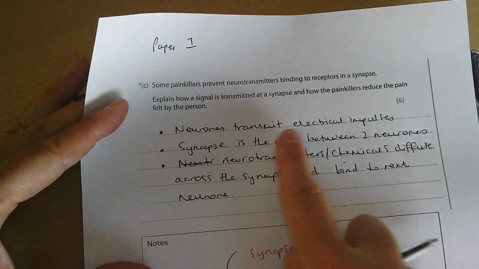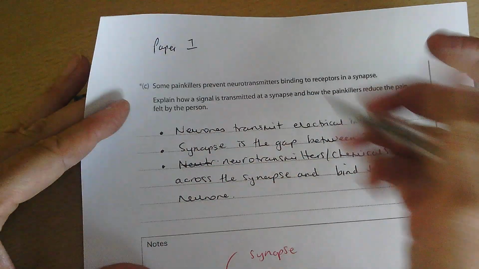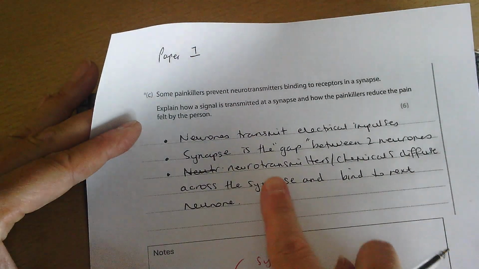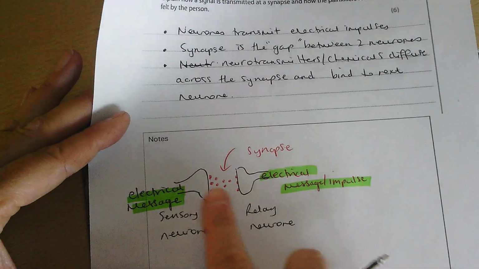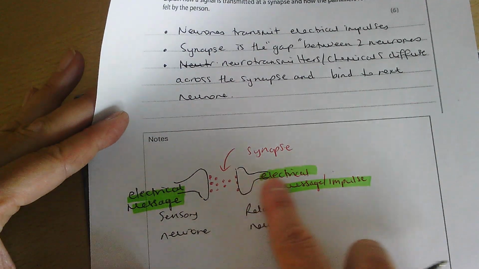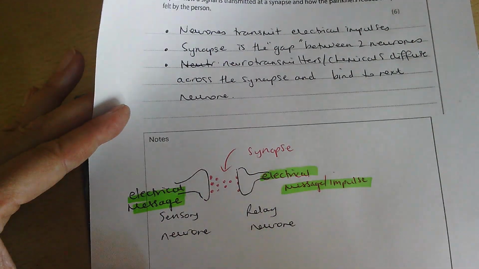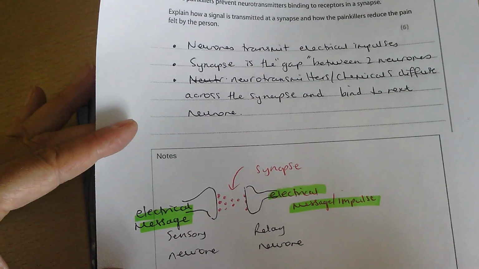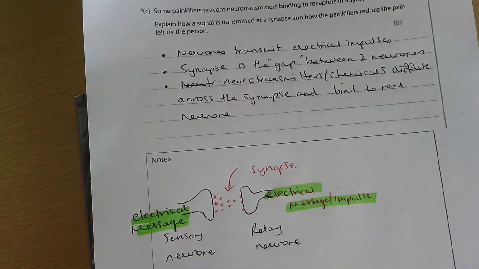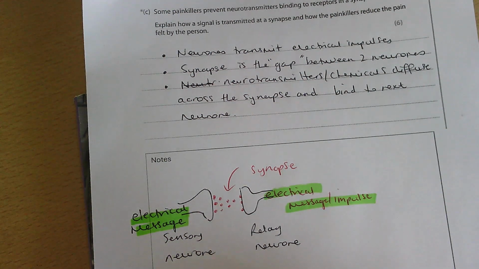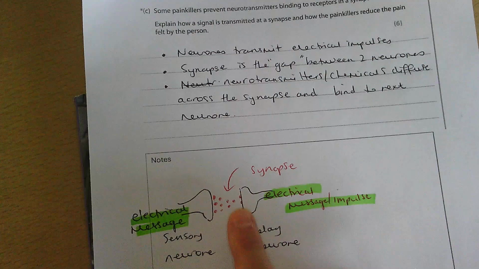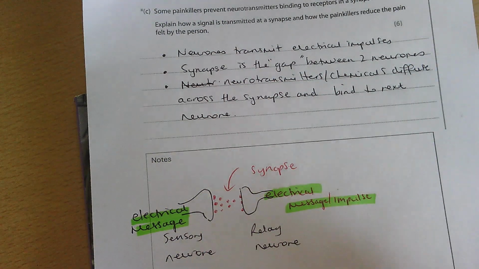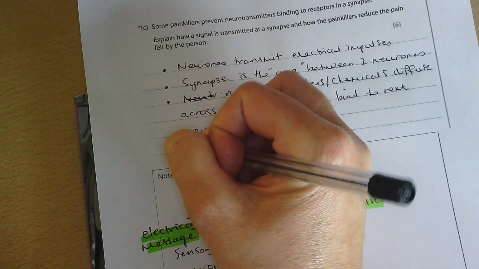So the neurons transmit the electrical impulse, the synapse is the gap between the 2 neurons, and the neurotransmitter or the chemicals diffuse across the synapse and bind to the next neuron, generating a new electrical signal. Now when you take painkillers, so for example aspirin or paracetamol, what happens then is that those painkillers bind to the neurotransmitters, so they're not able to pass on the information. So it prevents the neurotransmitters binding to receptors here, so the electrical impulse is not triggered and the person doesn't feel pain.